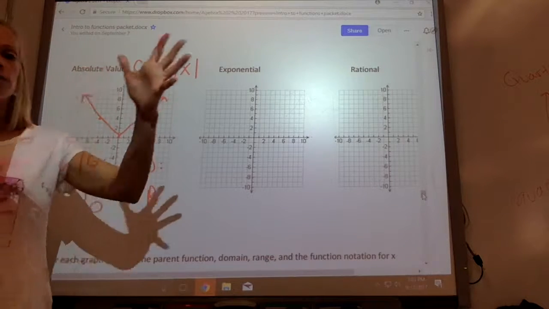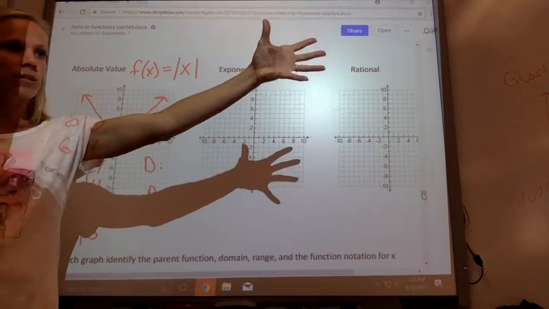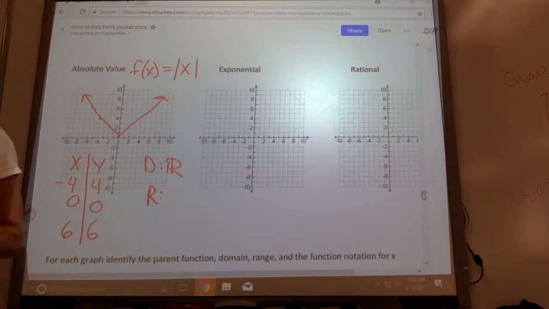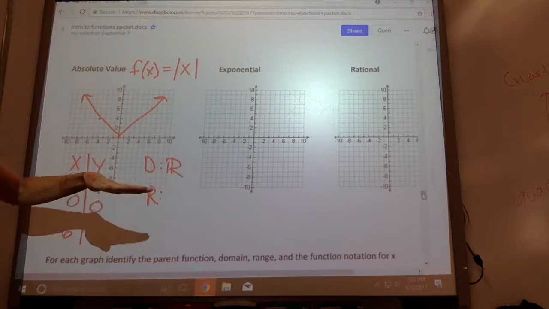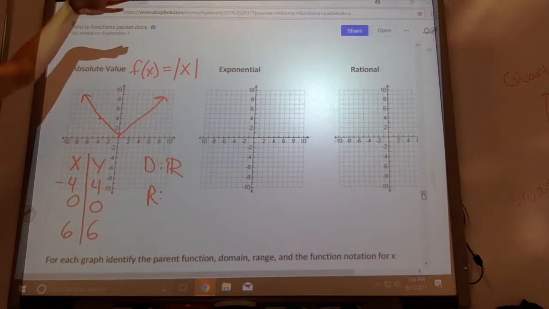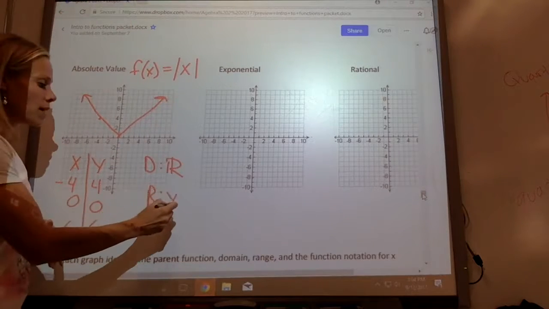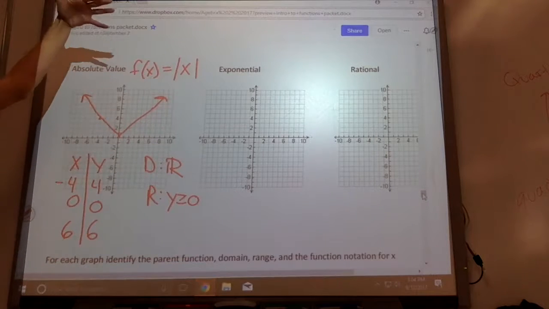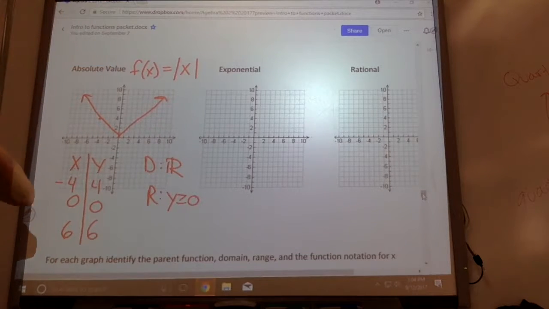So I look left and right, and it's going left and right forever, so my domain, all real numbers. But the range, just like the quadratic, I'm starting at 0, 0, and I'm only going up. So it'd be y is greater than or equal to 0. You're starting at 0, 0, and you're only going bigger. You're going up.